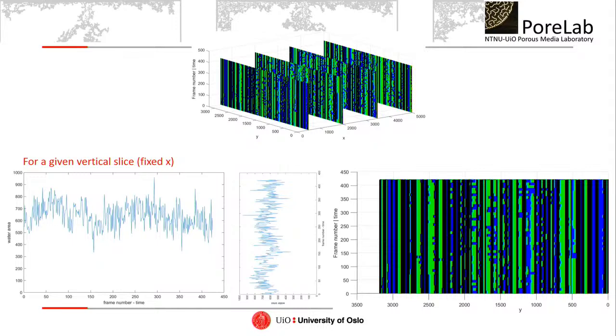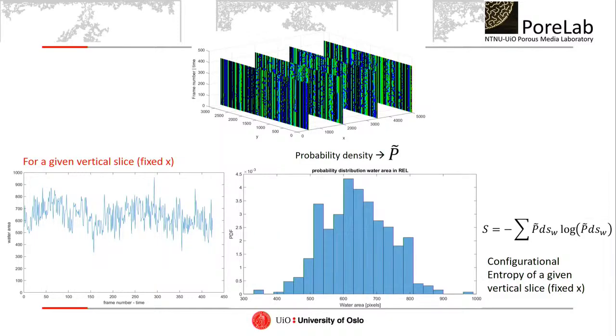So what we can do is integrate in this direction here to get the total amount of water as a function of time, as a function of the frame number. So that's this plot here. I'm just summing in this direction, then flipping it here. So you see that the amount of water fluctuates in time, as you expect. So you can measure a probability distribution function of these fluctuations. And that's what we get there. And then from this PDF, we define a configurational entropy of that slice as a sum of P log P, where the probabilities are measured from this histogram.